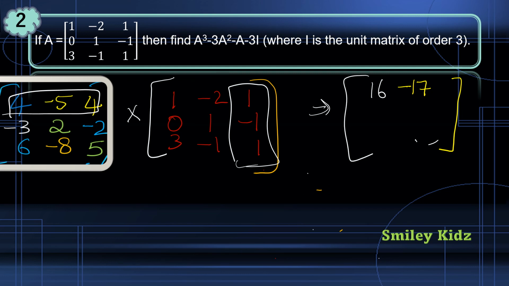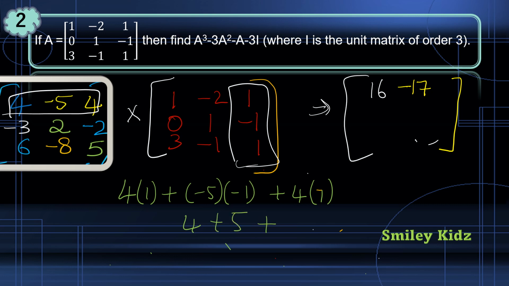Now with the third column, we have 4 into 1 plus minus 5 into minus 1 plus 4 into 1. So that is 4 plus 5 plus 4, isn't it? This is not 7, this is 1. Alright, so this is 9 plus 4, that is 13. Let's write down 13 as our third element.